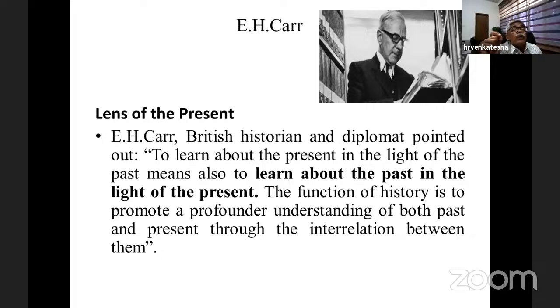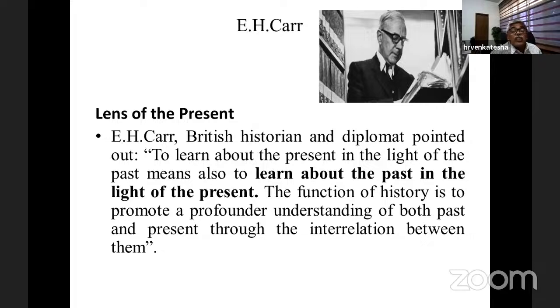It is not about the rulers. Earlier writers had their own reasons to celebrate the rulers, because most of them were in their asthanas. But still, we have to look into the history from a different lens. That is why E.H. Carr, the British historian and diplomat, said that to learn about the present in the light of the past, of course, as I just now told, we have to look into the past. In the same way, learn about the past in the light of the present.